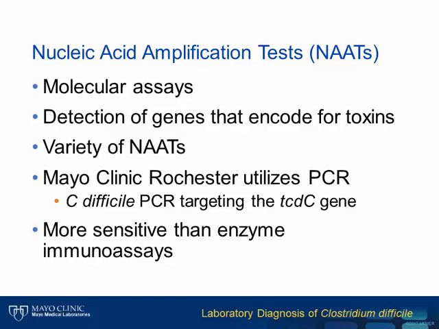Nucleic acid amplification tests, or NATs, are molecular-based assays that detect the genes encoding for the toxins rather than the toxins themselves. Various NATs are available to laboratories. At Mayo Clinic Rochester, C. difficile PCR targeting the TCD-C gene is used. NATs are more sensitive than enzyme immunoassays.